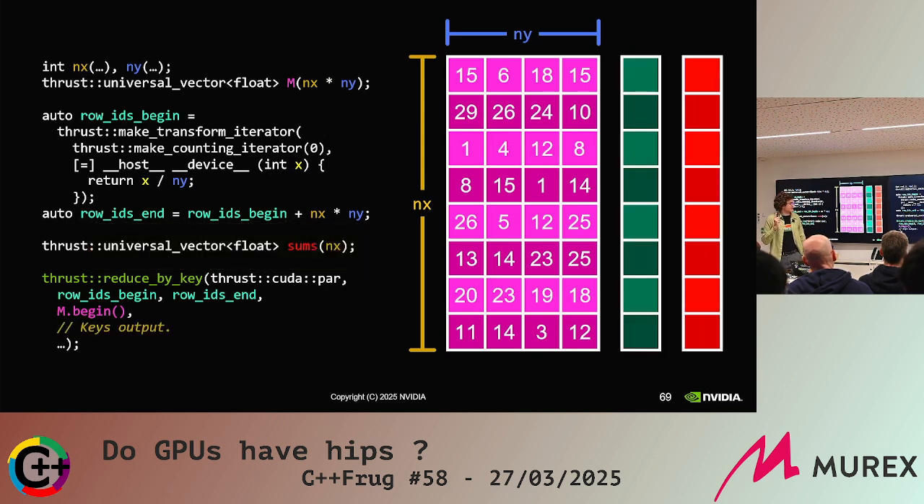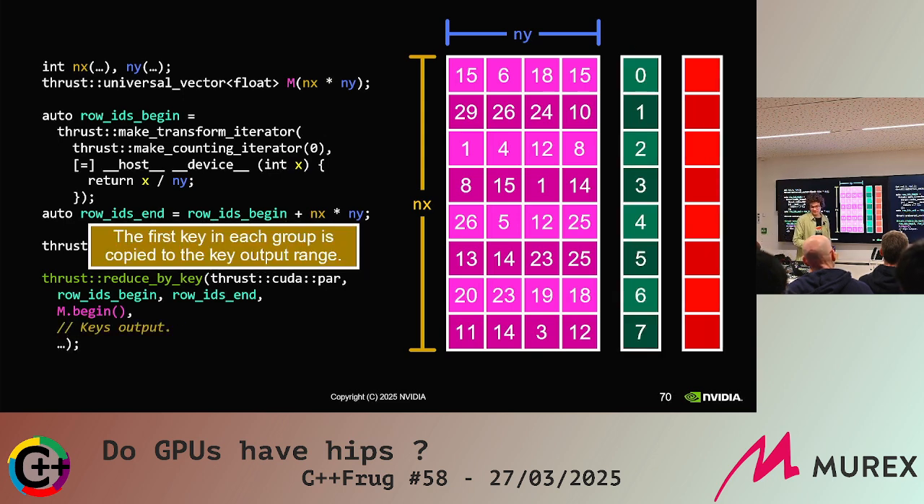Next, we have our keys output. By key algorithms will copy one key for each group, which is just going to be the first one in the consecutive sequence because they all compared equal. And so it'll copy that one key to the key output range.